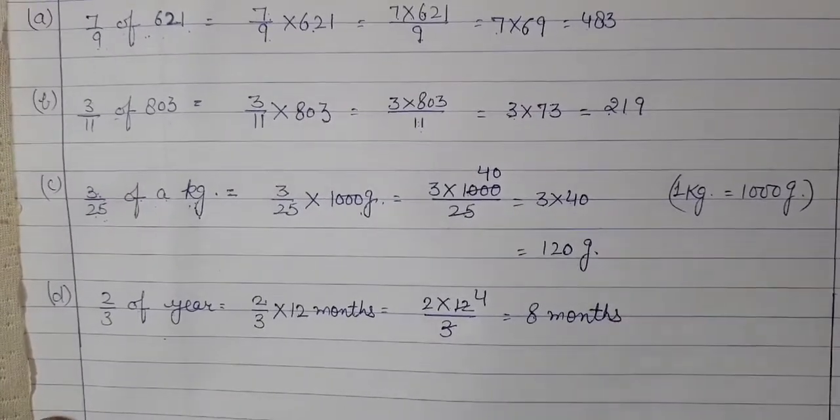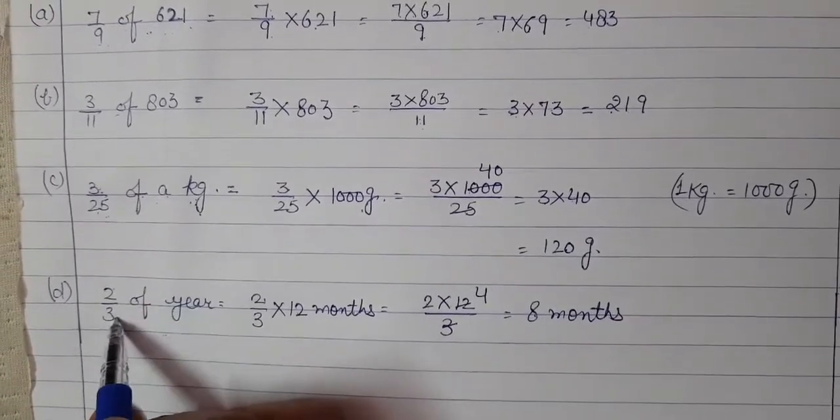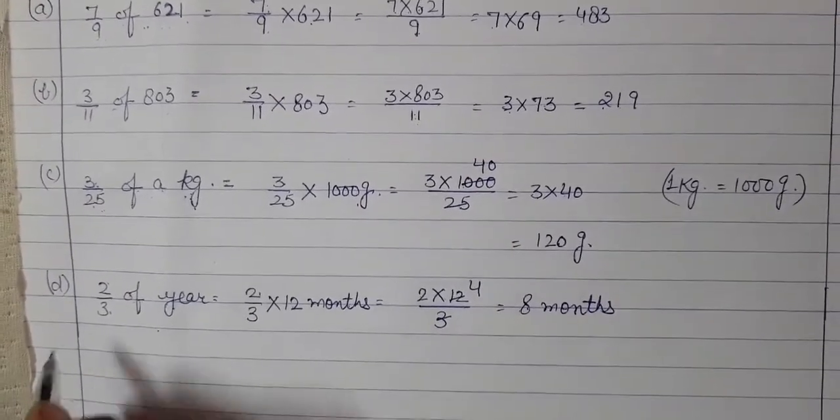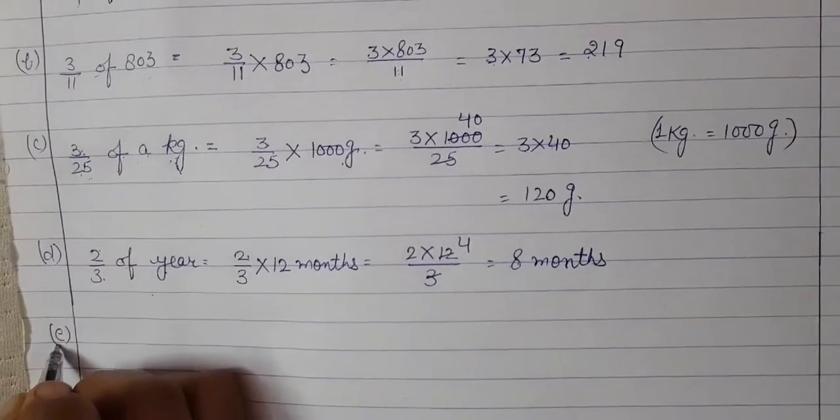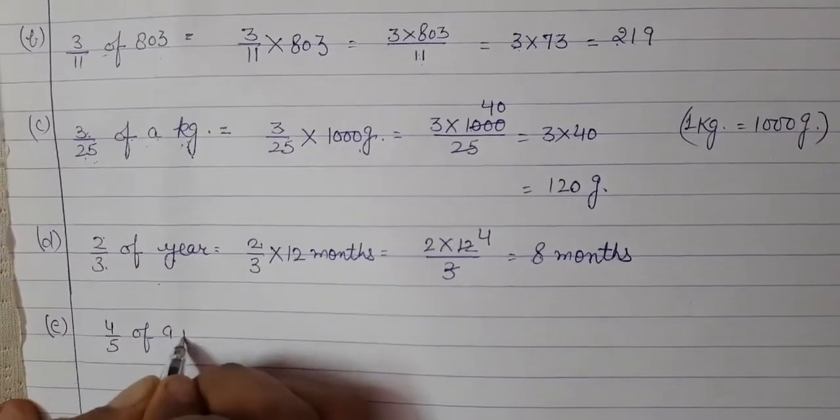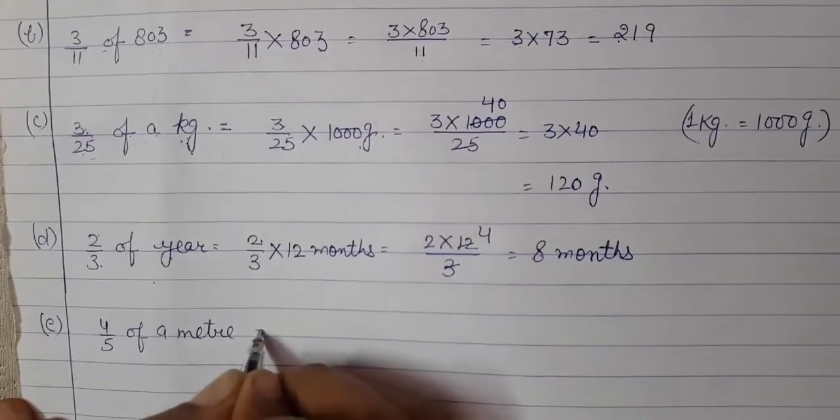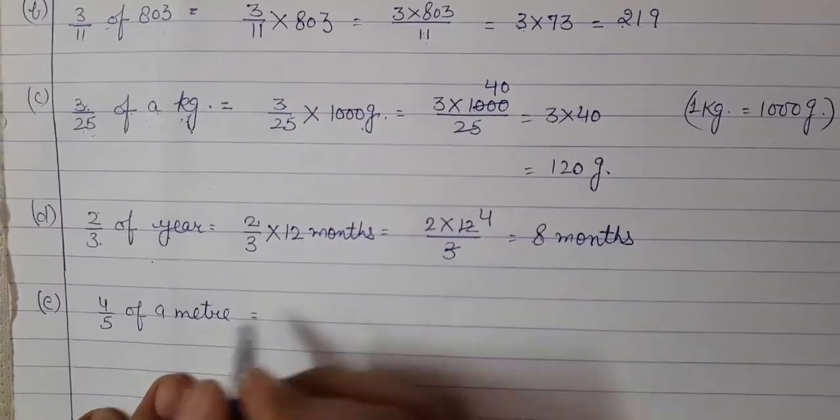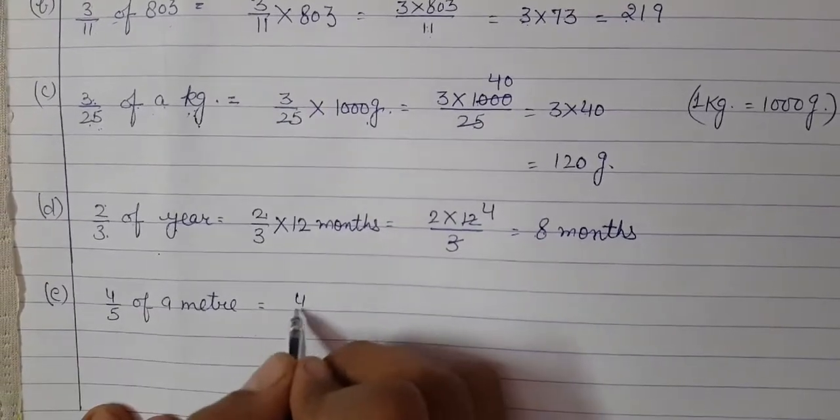Means if I say theoretically, then 2 upon 3 part of 1 year will be 8 months. Okay. Now E part. 4 upon 5 of a meter. Again we have to convert meter into some units so that we can find the answer. So 4 upon 5 will come as it is.